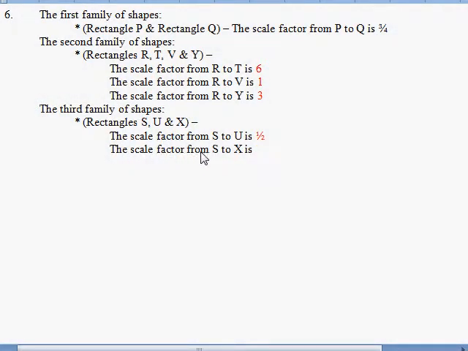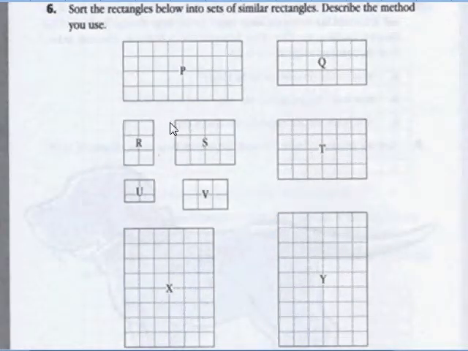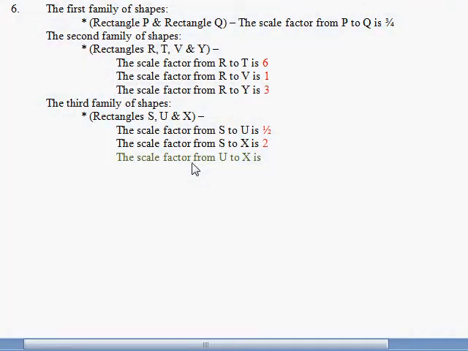The scale factor from S to X is the next one that we have to check out. All right, this one appears to be a little bit easier. 3 times 2 is 6, and 4 times 2 is 8. So the scale factor from S to X is 2. Again, if you want to get some more practice, this one isn't necessary, but you can figure out what the scale factor is from U to X, and that'll give you a little bit more practice.